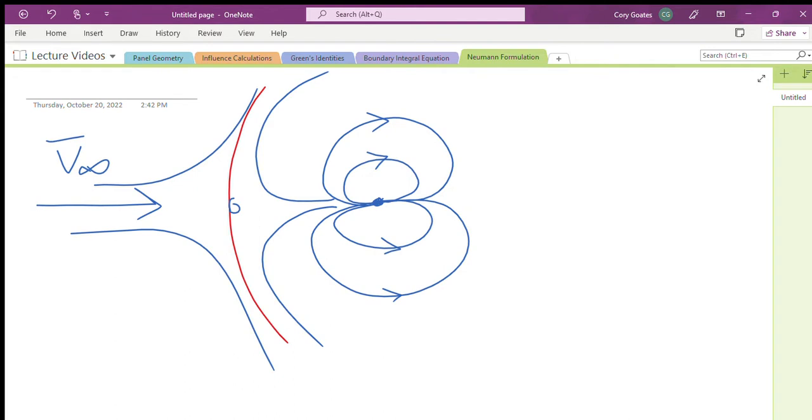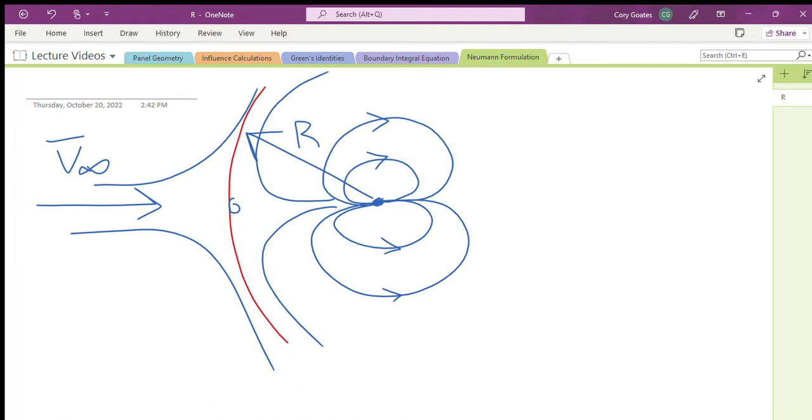Based off of that, we were able to figure out what the doublet strength was required in order to make this bounding streamline here trace out a cylinder of radius r. Remember that? So this is some instance where we've begun with two elementary potential flows, in this case a uniform flow and a doublet flow, and we've imposed some geometric condition on it. We've said that at the radius of this cylinder we want our stagnation point to exist and we want our velocity there to be zero.